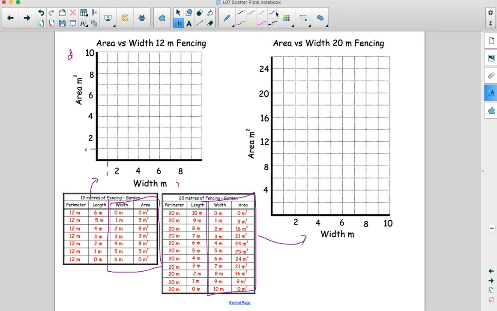And now, to help you remember how to plot, when width is 0, area is 0. So 0 in the left-right direction, and then 0 in the up-down direction. That would be that point. This is the point 1 and 5. So 1 over in the left-right direction, and then up to 5, which would be right there. And then 2 over in the left-right direction, up to 8.